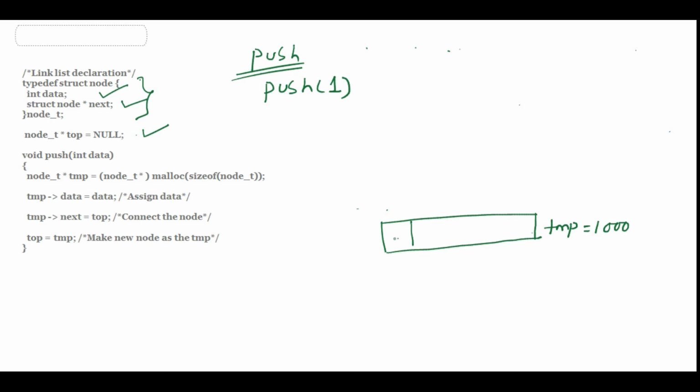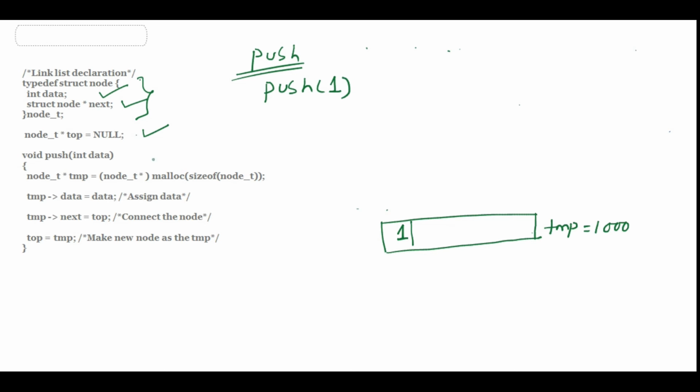and it returned temp equal to, suppose, 1000. As you know, it has a data field, and this is a link field or the next field. Now temp of data equal to data, so here we are inserting 1. So this will be 1. Now temp of next equal to top, so this field will be top.